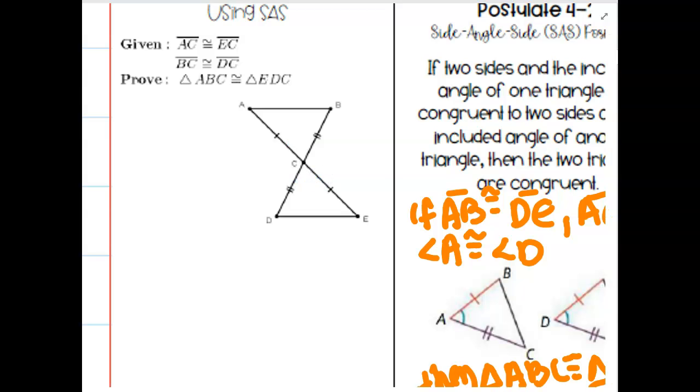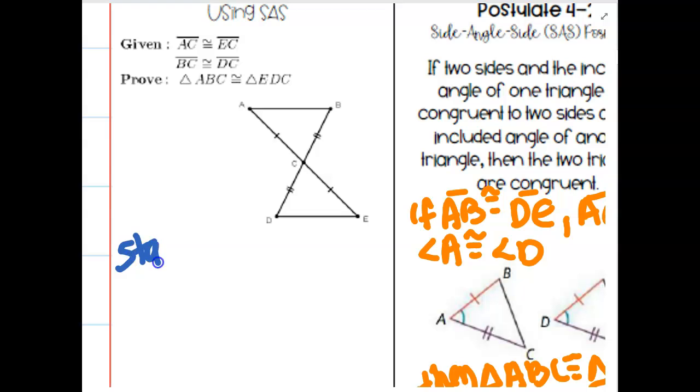It wouldn't work if you did these angles. Yes, they're corresponding angles, and if the triangles are congruent, they're going to be congruent. But to use side-angle-side, it has to be these two angles right here. How are we going to show that those two angles are congruent? They're vertical angles. And vertical angles are always congruent, so that's our game plan here.